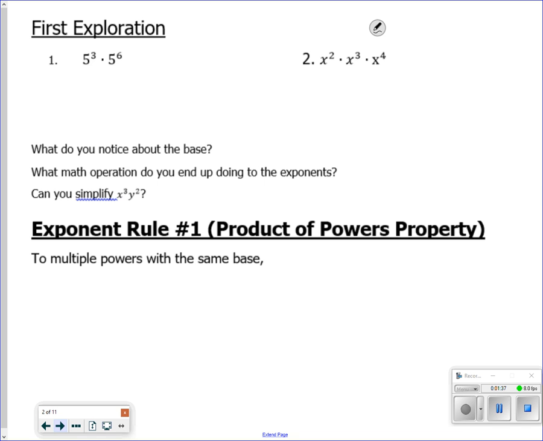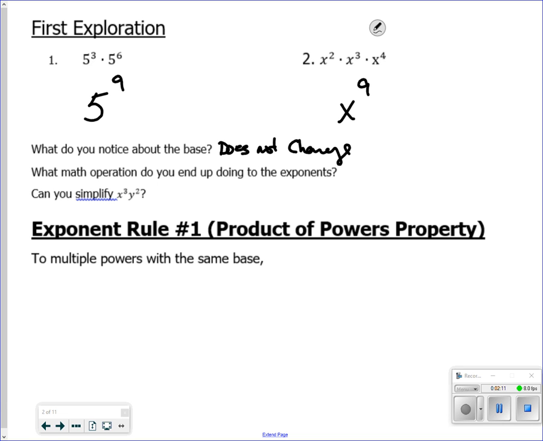First exploration, I'm going to give you the answers here, and then we're going to talk. So 5 to the 3rd times 5 to the 6th. Notice, I get 5 to the 9th. X to the 2nd, x to the 3rd, x to the 4th, make x to the 9th as well. What do you notice about the base? When multiplying powers, remember 5 to the 3rd is a power and 5 to the 6th is a power. So when multiplying powers, you must have the same base, and the base does not change.